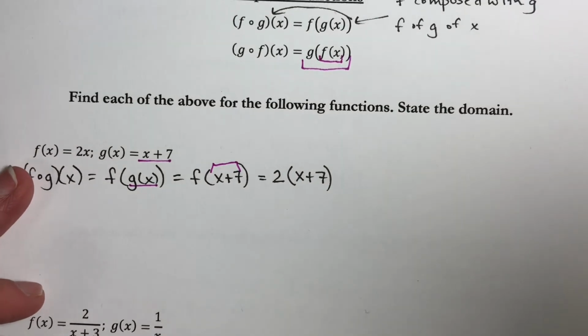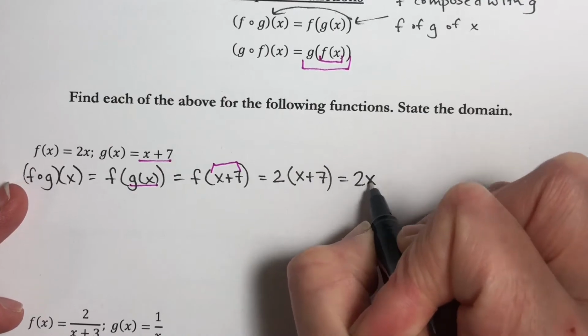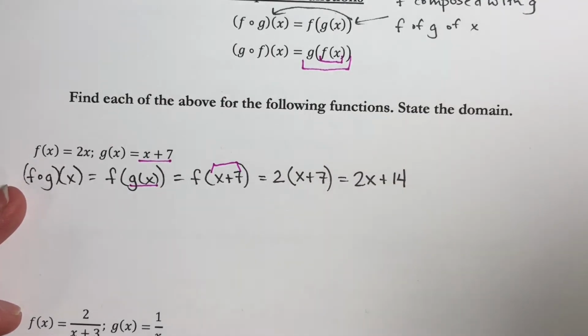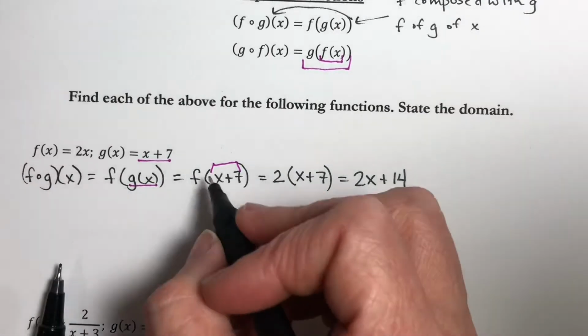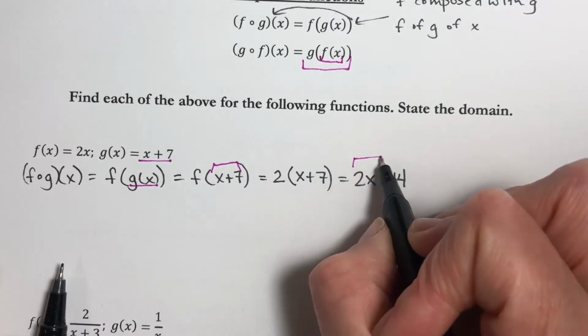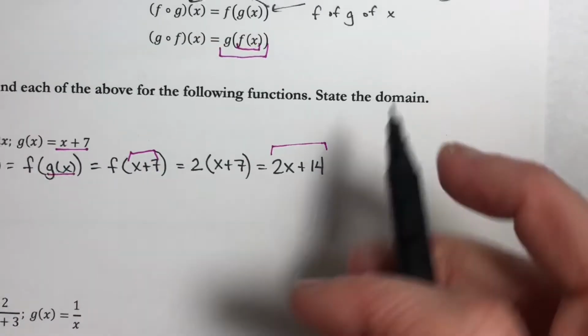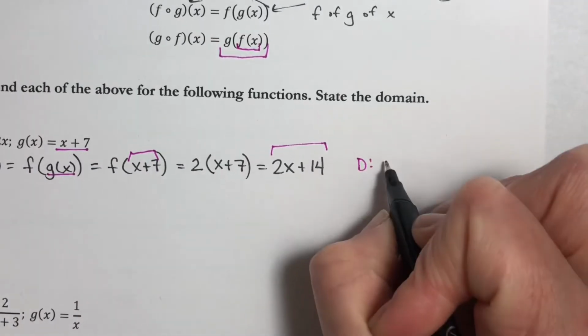Now let's simplify this by distributing the 2, and you get 2x plus 14. So I look here, x plus 7, and I have no issues. And then I look here, 2x plus 14. I have no issues here either. So the domain for this one is all real numbers.